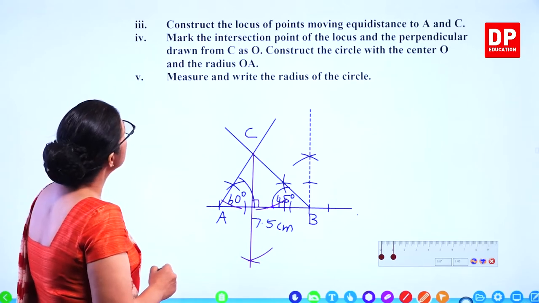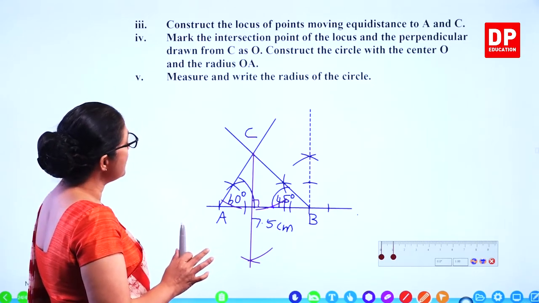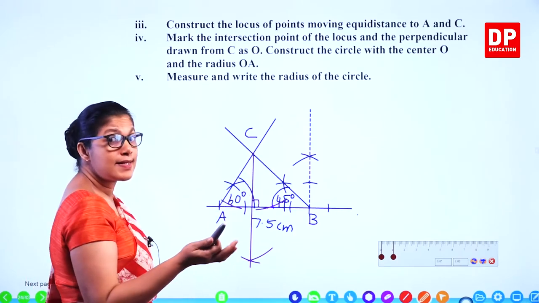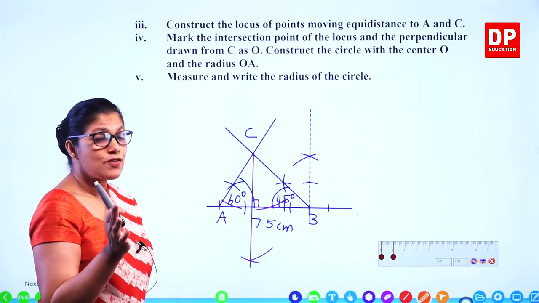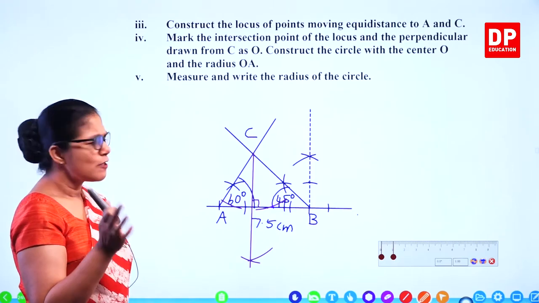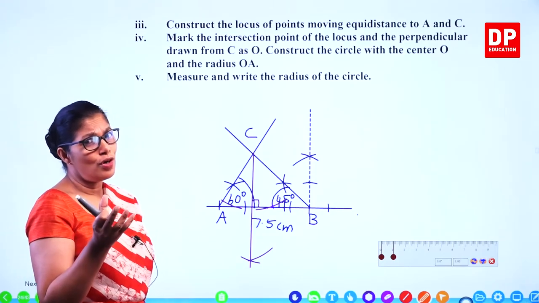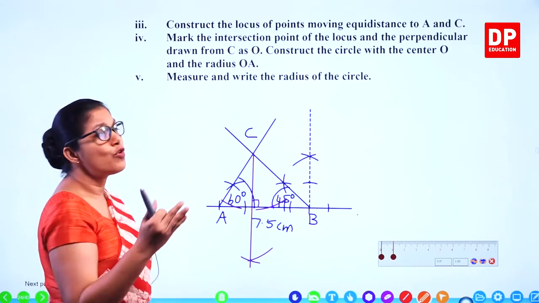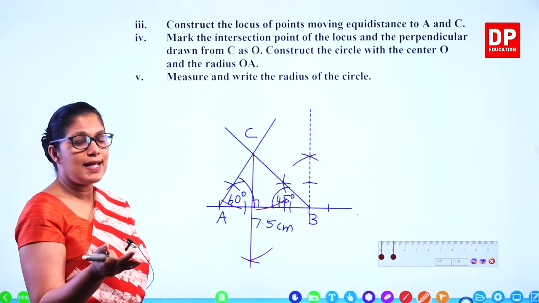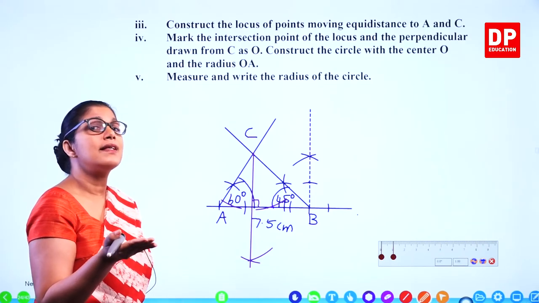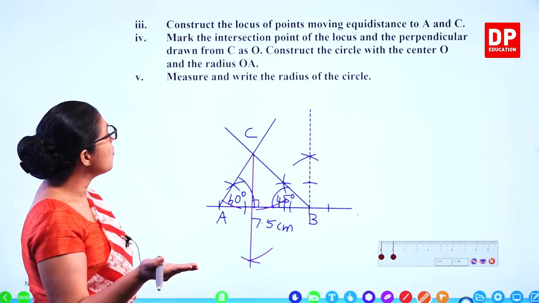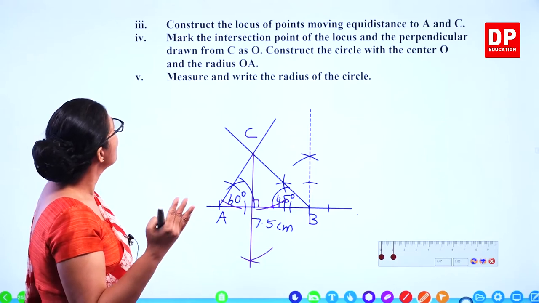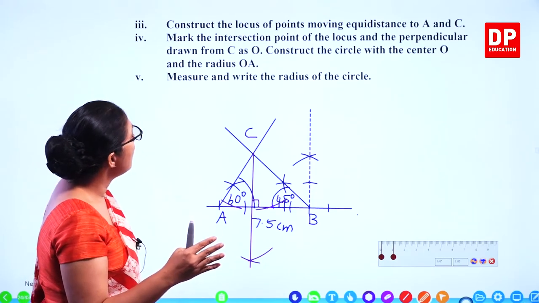Let's take the third part. Construct the locus of points moving equidistant to A and C. Equidistant to A and C means you have to construct the perpendicular bisector. So what are the loci you need to know? Equidistant from a point is a circle. Equidistant from two points is a perpendicular bisector. And equidistant from two lines, that's the angle bisector. And equidistant from a line, that's parallel lines above and below. So this one is the perpendicular bisector.